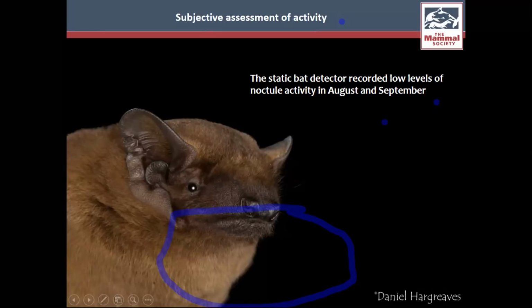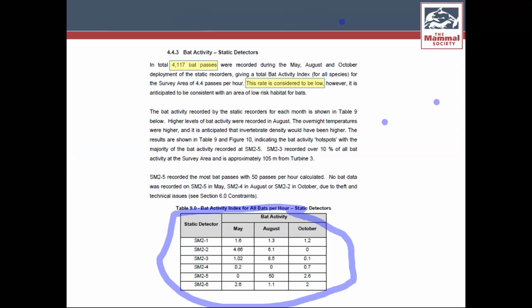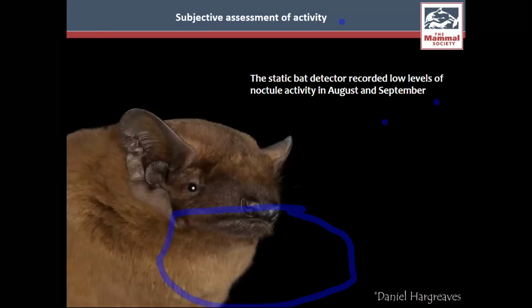So we've come up with those sorts of things that says the rate is considered to be low. And the question for me is, okay, how do we actually know that that is low? What are we comparing to? And I did some work with Paul Lintott where we took a large number of ecological surveys and compared what people were describing as low, because very often we do resort to saying that things are low, medium or high activity. And this one particular report we picked out said the static bat detector recorded low levels of nocturnal activity in August and September.